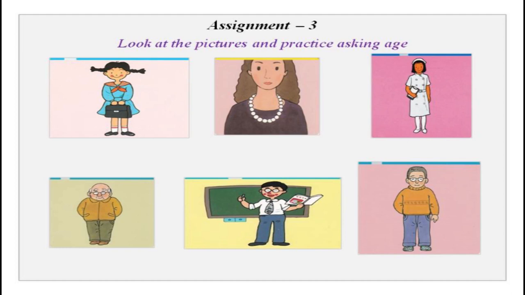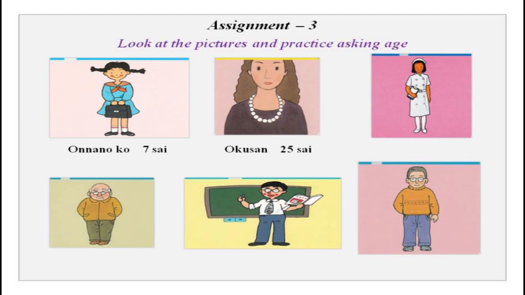Onna no ko, you are supposed to ask the age of this girl. Onna no ko wa nan sai desu ka? And the answer is given over here, nana sai desu. So please practice like that.